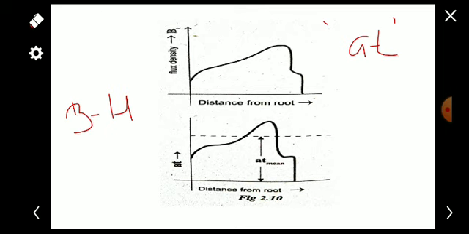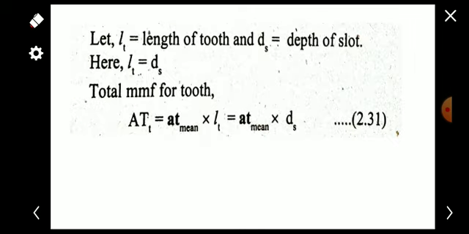The mean ordinate of this graph gives the equivalent AT, that is AT mean. Using this AT mean, we can calculate the total mmf of the tooth. The total mmf of the tooth, ATT, can be found using the equation AT mean into LT, where LT is the length of the tooth, which is equal to DS, the depth of the slot.